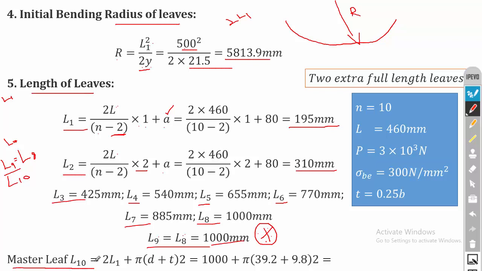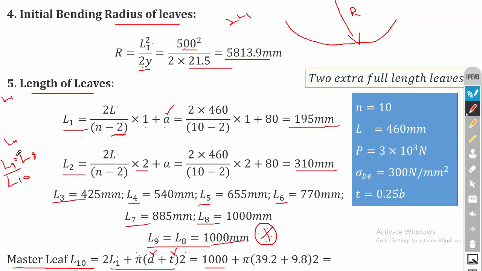Finally, the master length leaf. The master leaf length is 2L1 plus pi D plus 2 into T. 2L1 is the span length, that is 1000 mm. It is not L, it is L1. Then pi D is for the diameter of the eye bolt, T is the thickness of the spring. You can substitute all the values and calculate the length of the master leaf.